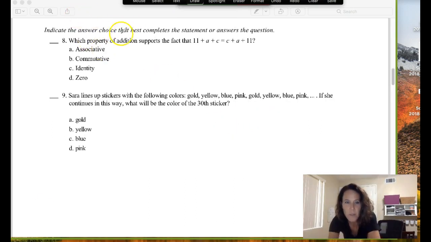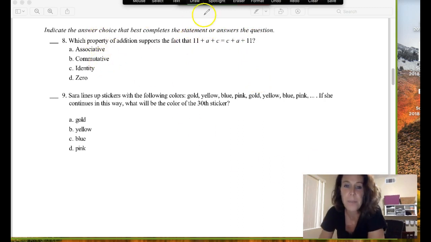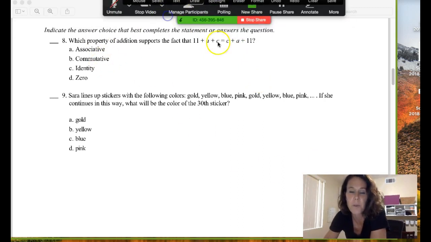All right, this one, which property of addition supports the fact that 11 plus A plus C equals C plus A plus 11? Now, sometimes when there's 3 things in there, a lot of kids go, oh, associative, but there's no parentheses here and flipping around. What I really have is the commutative property. Commutative property lets me move things around when I add.